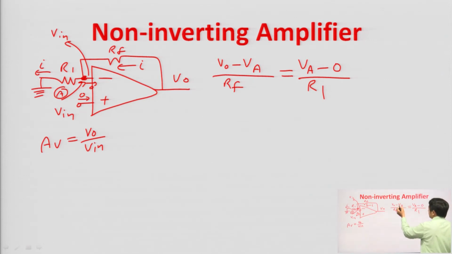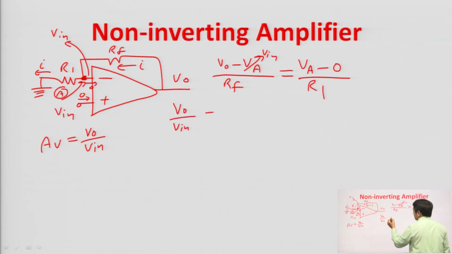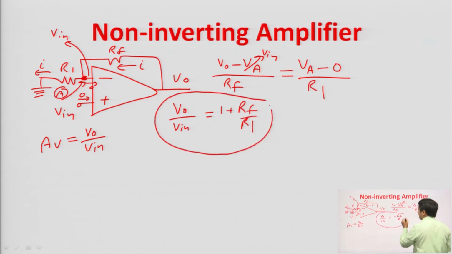This V A is equal to V in. So, from here we can calculate the value of V naught upon V in, and that is equal to 1 plus RF upon R1. So, the voltage gain of the non-inverting amplifier is 1 plus RF upon R1, and the important thing is that this gain is positive. Positive gain means output is in phase with input.